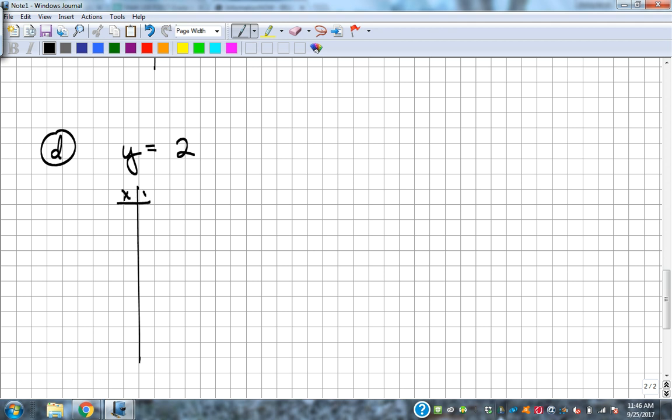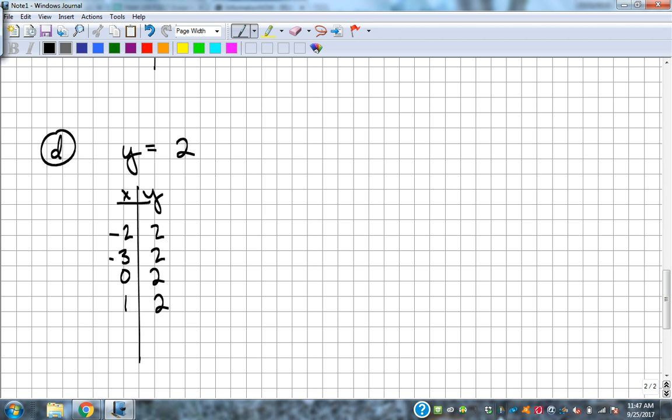So if you were to think about the table for this, not that you have to do a table for this, but it doesn't matter what x value you pick. Michael said pick 0. Well, if x is 0, y is 2. If I pick -3, y is still 2. If I pick -2, y is still 2. If I pick +1, y is still 2. No matter what x value I pick, this equation says y equals 2 no matter what.